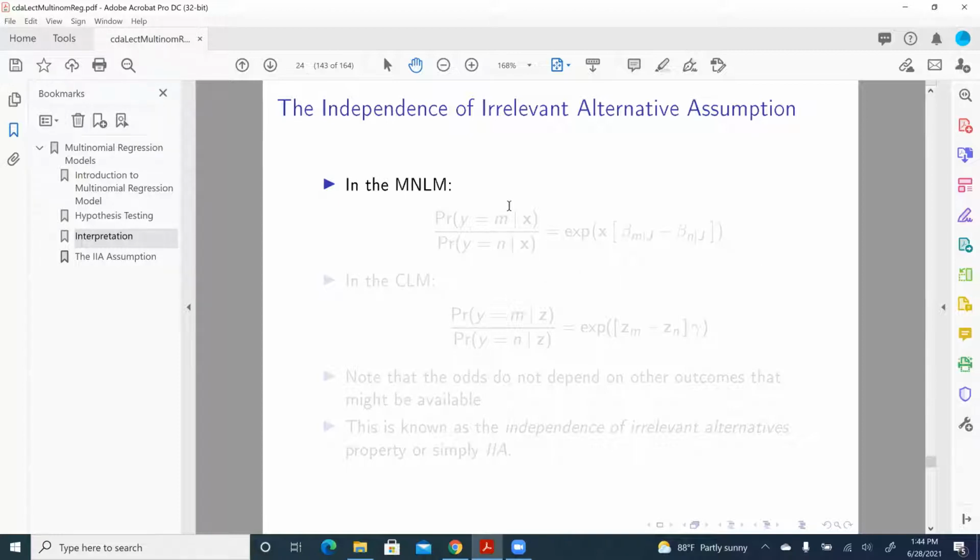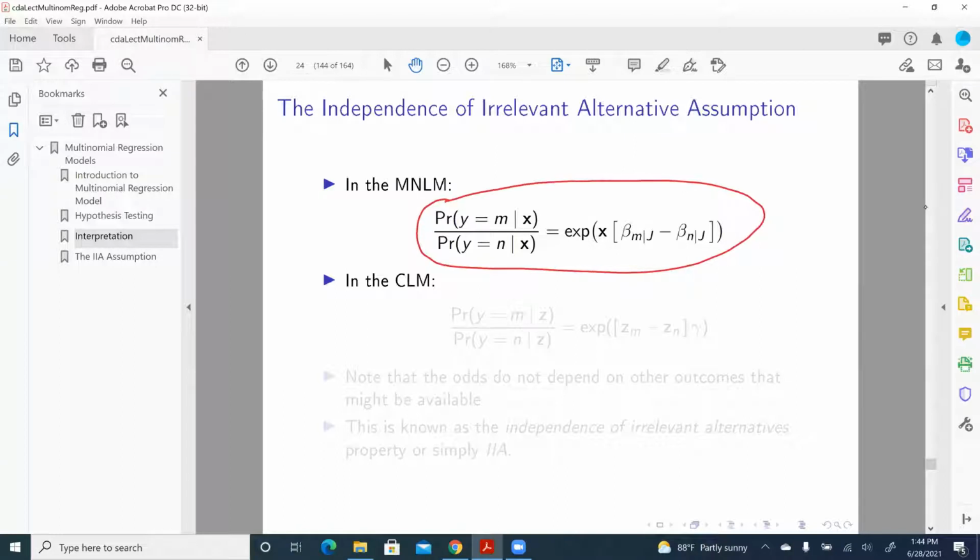Recall that in the multinomial logit model, some simple derivation can give us this result. That is, the probability of y equal to a generic response category given x, over the probability of y equal to another generic response category, is equal to the exponential of x times the bracket, the difference of two regression coefficient vectors.